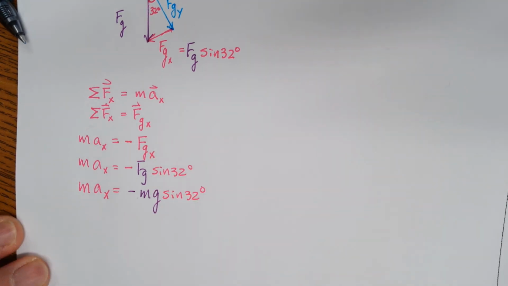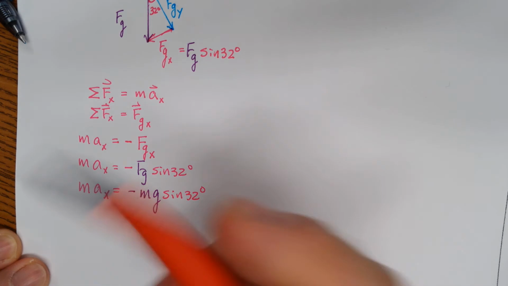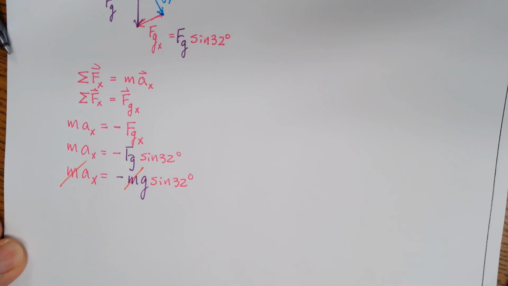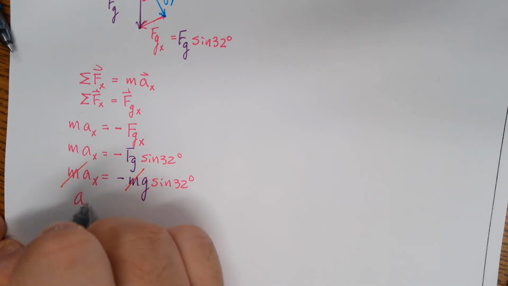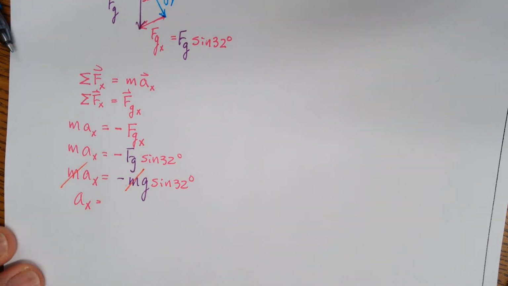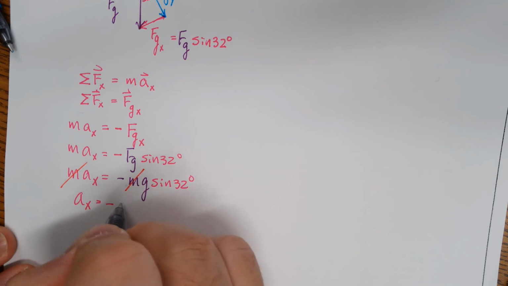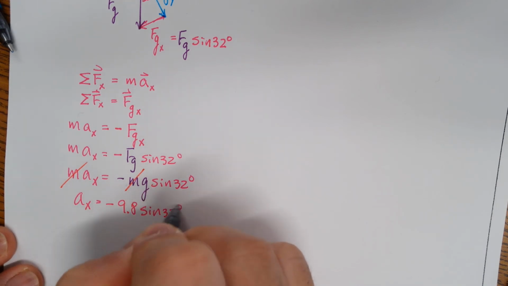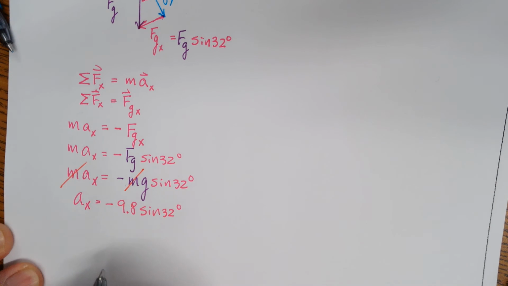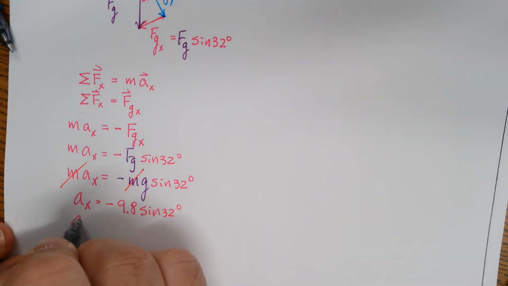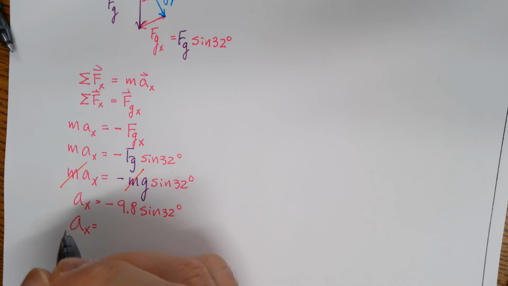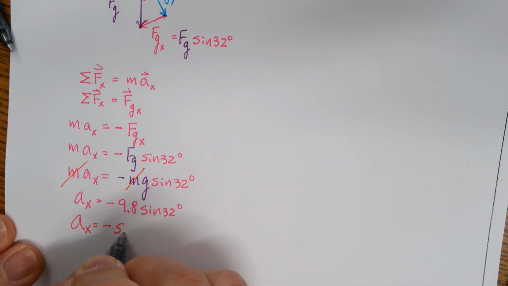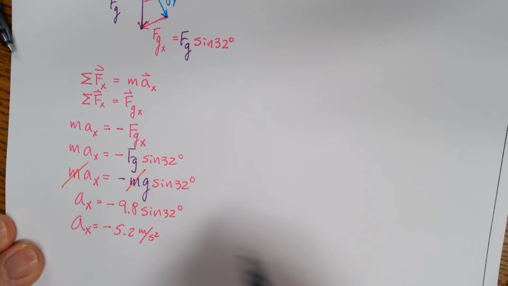Notice what happens to my mass. My mass gets canceled out. So my a sub x is equal to negative 9.8 times sine of 32 degrees. So my a sub x is equal to, I get negative 5.2 meters per second squared.